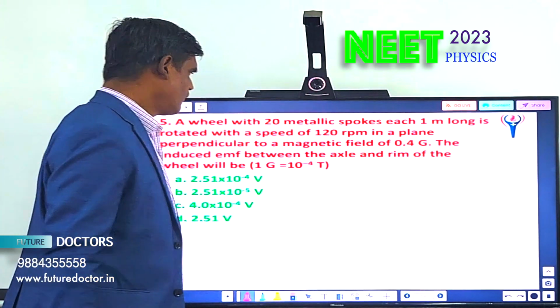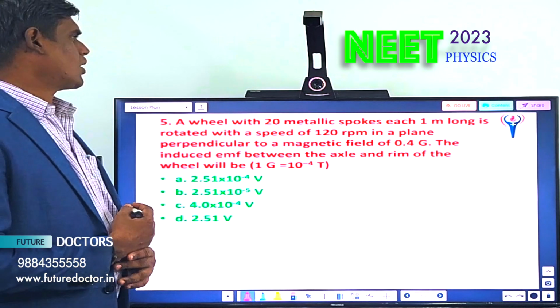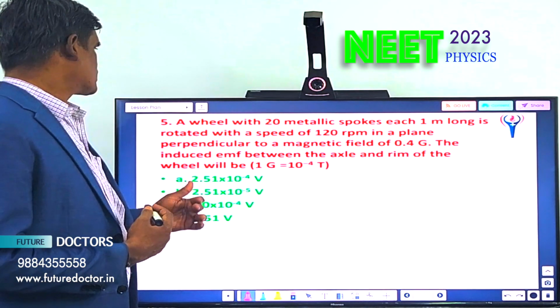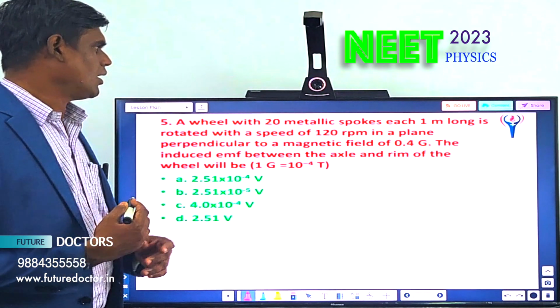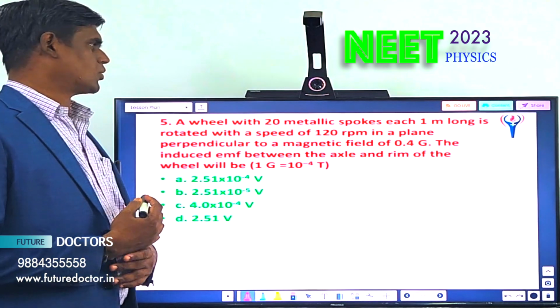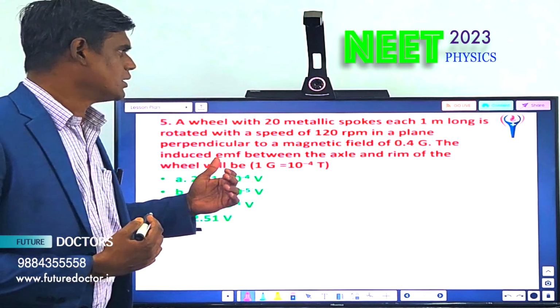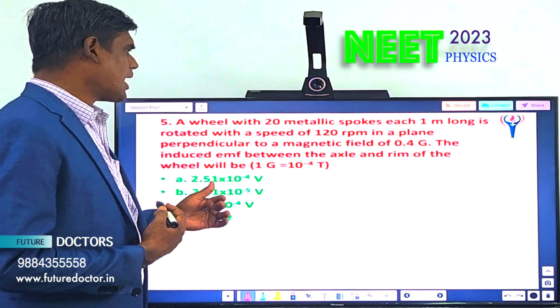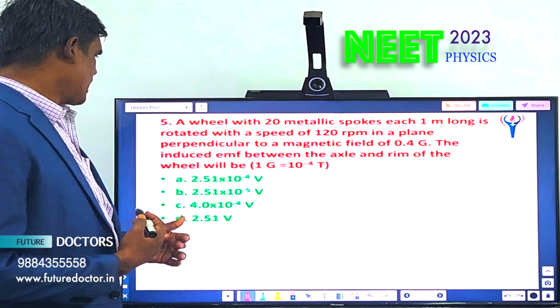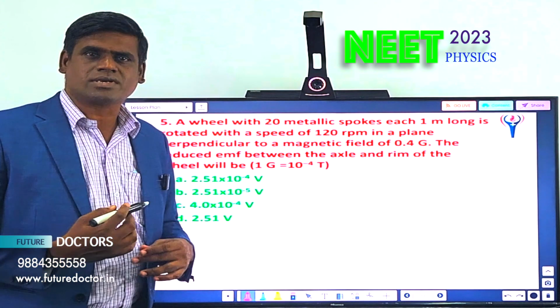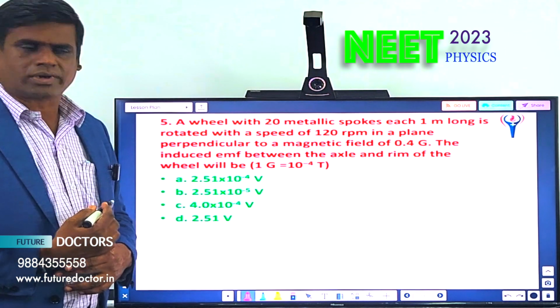Let's move to question number 5. A wheel with 20 metallic spokes, each 1 meter long, is rotated with a speed of 120 rpm in a plane perpendicular to a magnetic field of 0.4 G. The induced EMF between the axle and rim of the wheel will be dash. 1 G, what is G? G is a Gauss, equal to 10 power minus 4 Tesla.